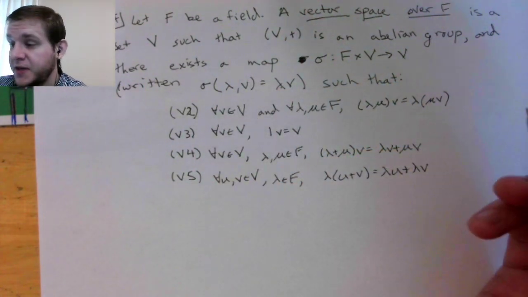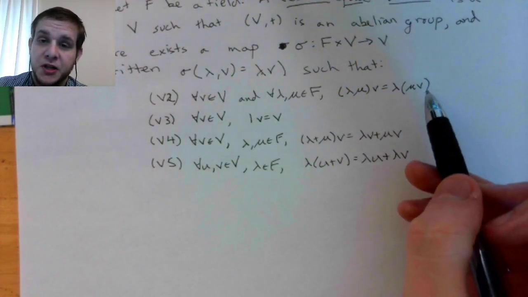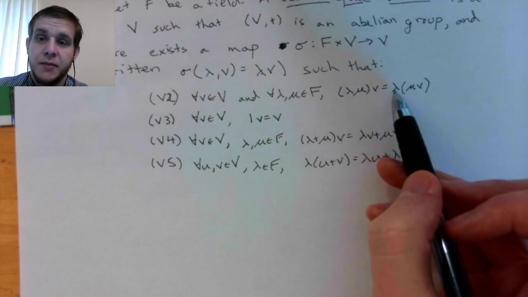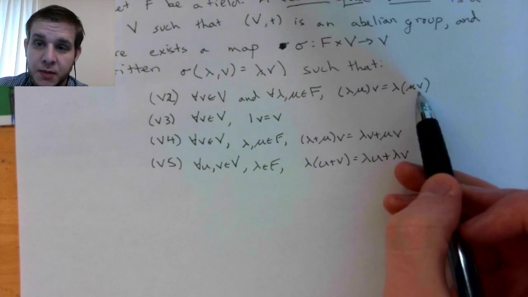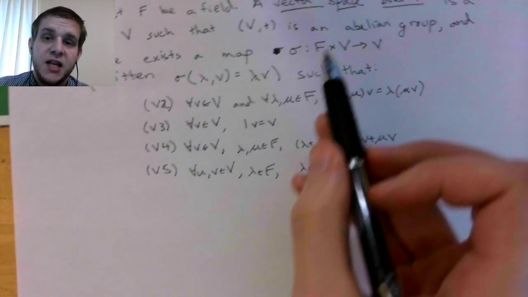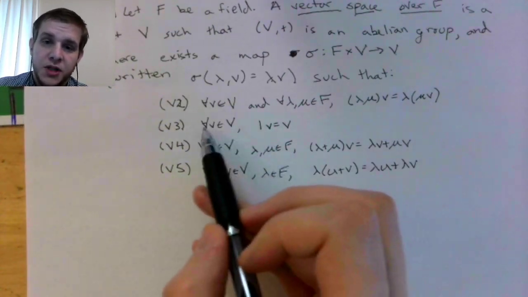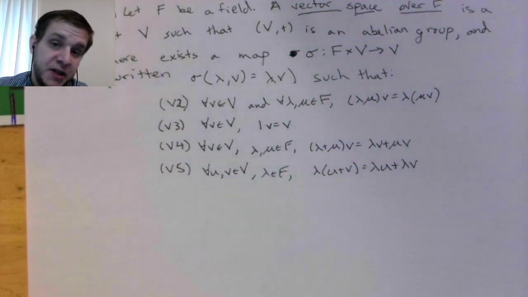What are the other vector space axioms? Well, I need some sort of associativity property of the multiplication, right? If I multiply by lambda times mu, it's the same thing as multiplying this vector, mu times v, by lambda. I need the identity, the unit element of my field, 1, to multiply my vector by 1.